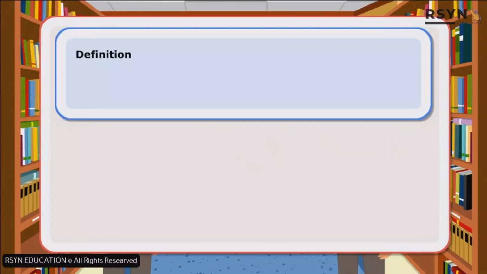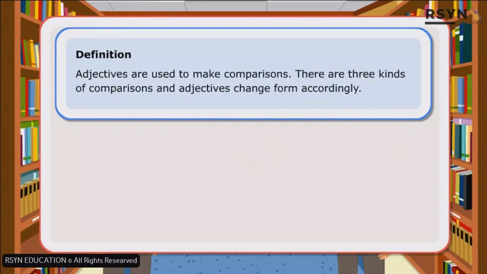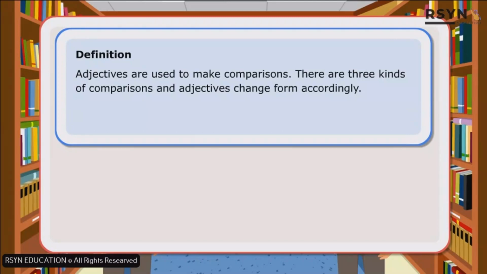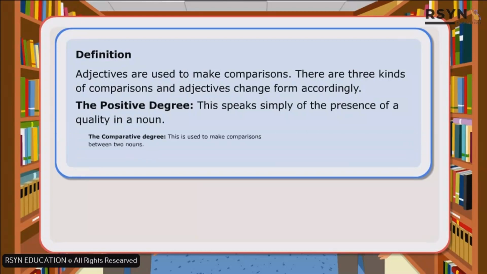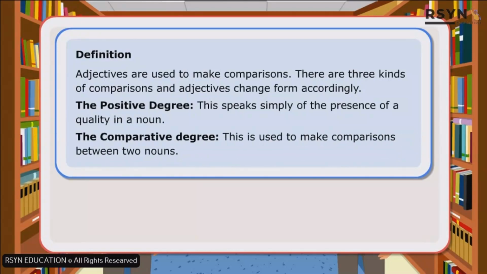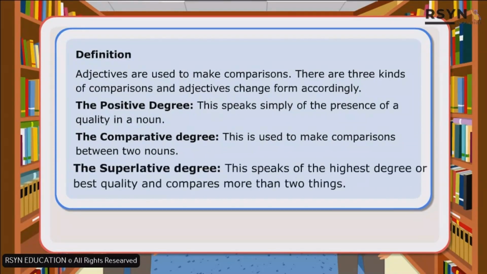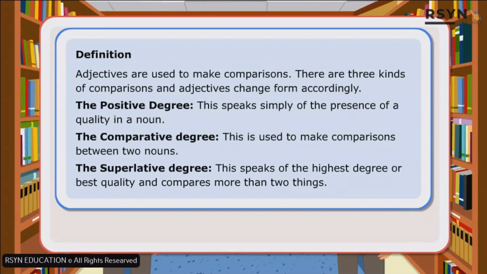Definition: Adjectives are used to make comparisons. There are 3 kinds of comparisons, and adjectives change form accordingly. The positive degree. This speaks simply of the presence of a quality in a noun. The comparative degree. This is used to make comparisons between 2 nouns. The superlative degree. This speaks of the highest degree or best quality and compares more than two things.